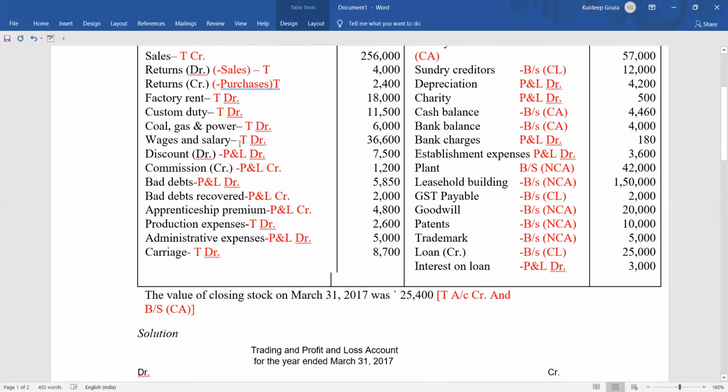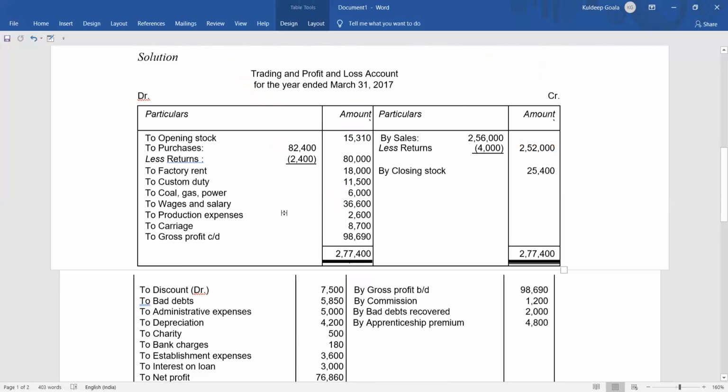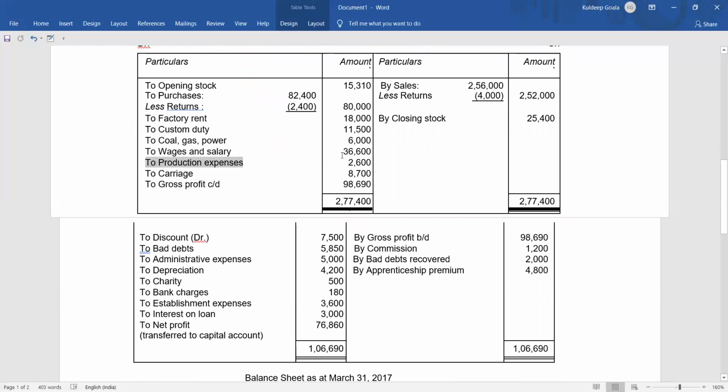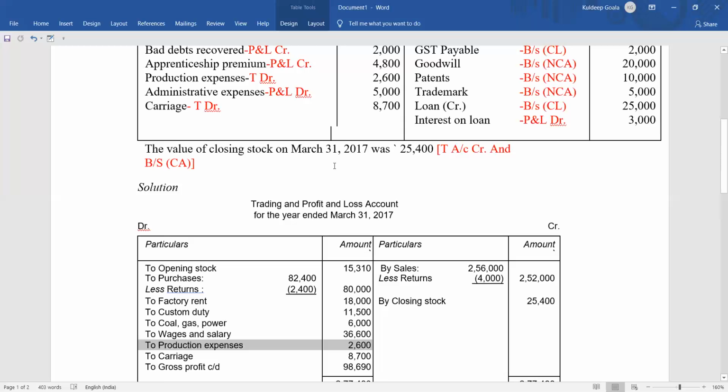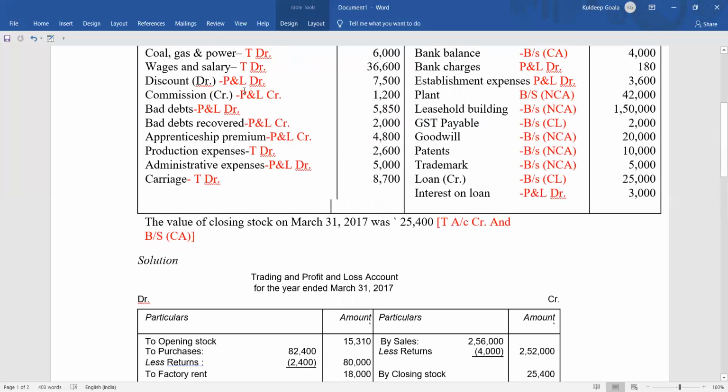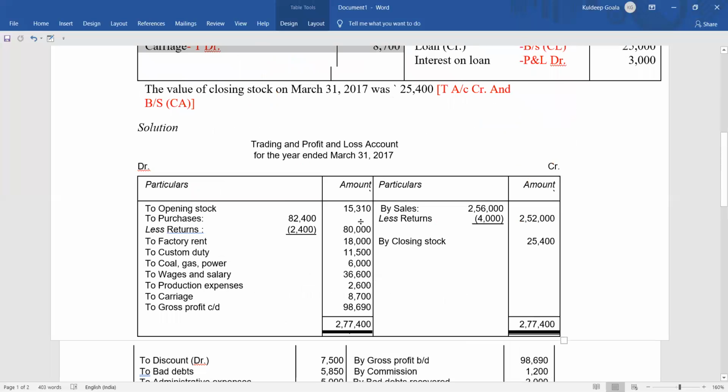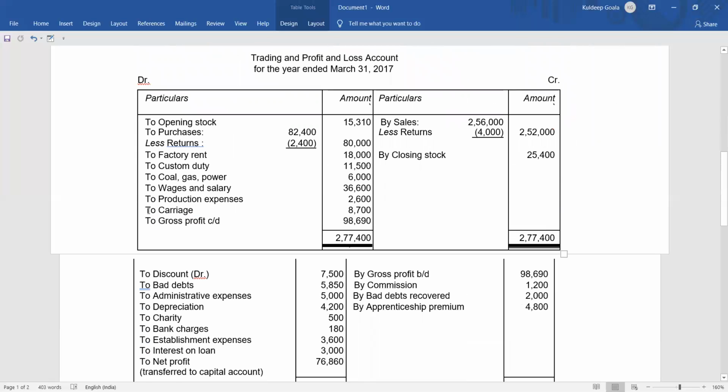Then after that, what is there? Trading account debit side. Anything else left? Yes, it is production expenses of 2,600. So it will come here as to production expenses 2,600. Clear? Let's see what else is there on the trading account debit side. We can see it is only carriage that is left this side, that is 8,700. So it will come in the trading account debit side as to carriage 8,700. Clear?